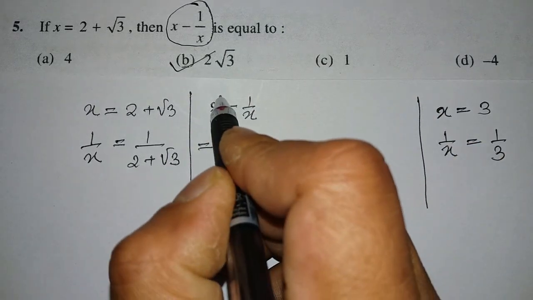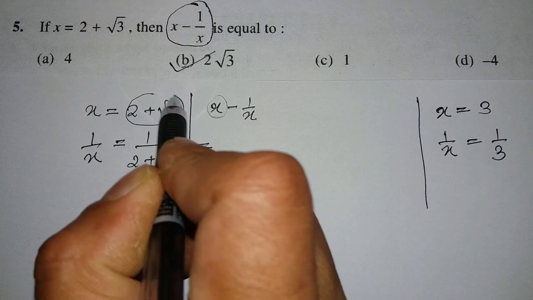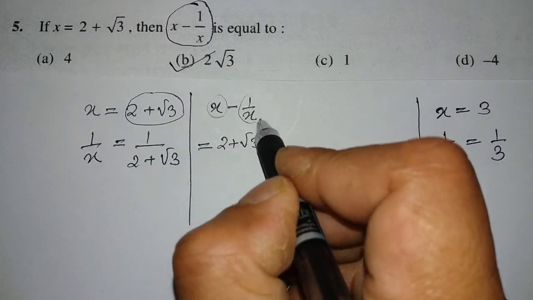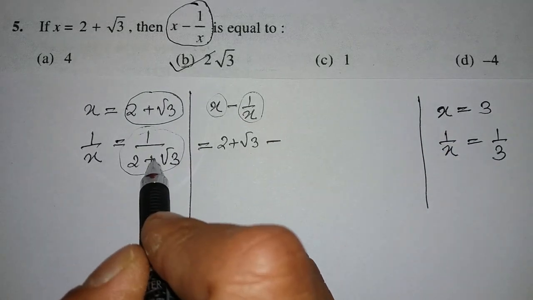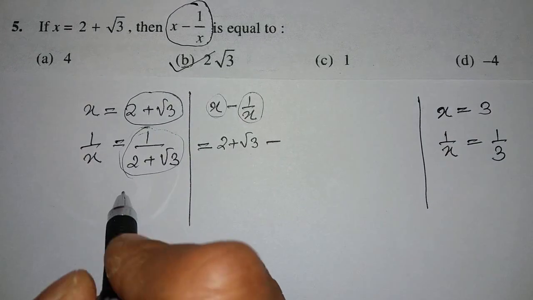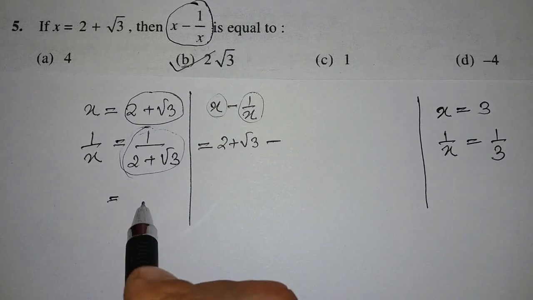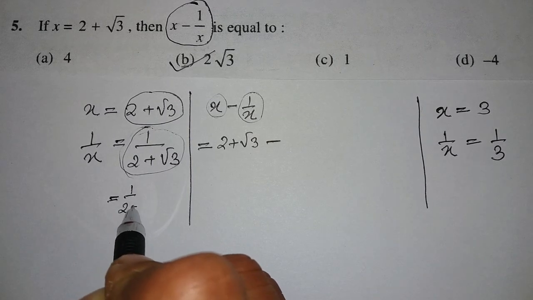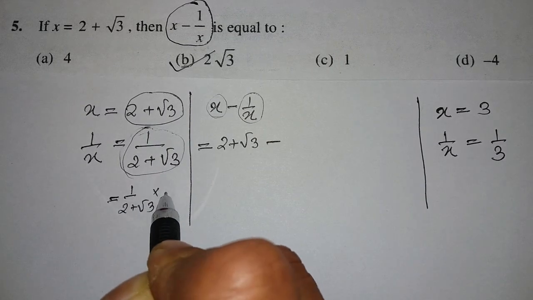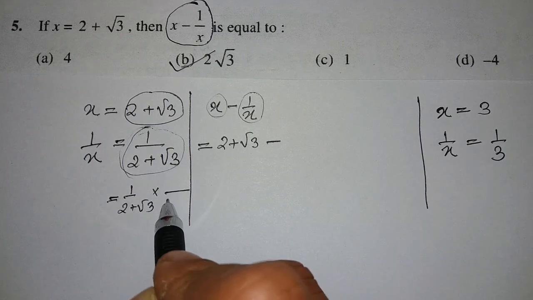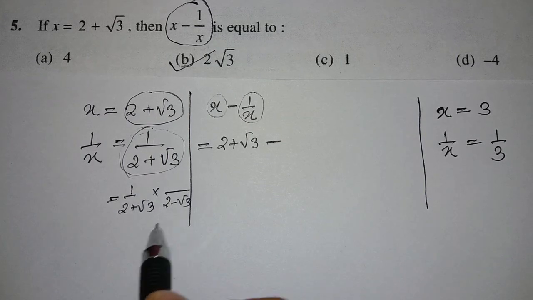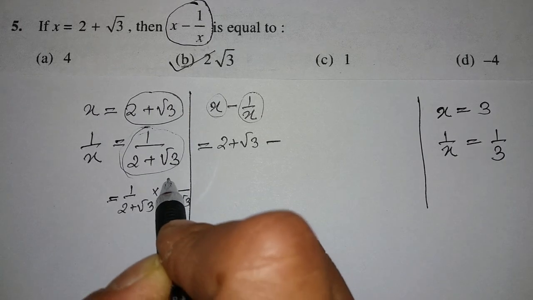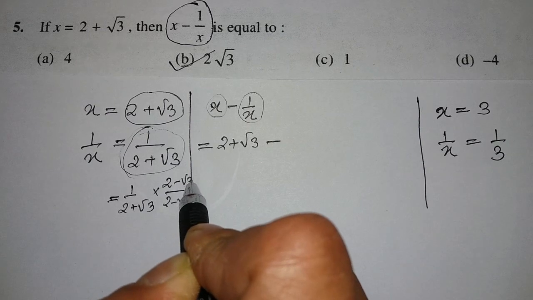Now here x is 2 plus root 3, minus 1 by x is this one. But before we put this value here, let's simplify this. We will rationalize the denominator. 1 by 2 plus root 3 into, now this is plus, so I'm going to write here minus: 2 minus root 3. Whatever you have written here, the same thing you have to write here, 2 minus root 3.